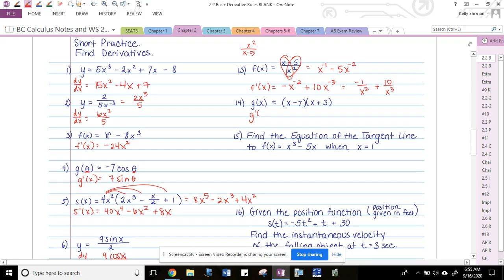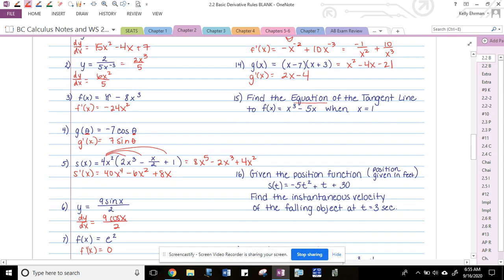Okay, g prime of x. Oops, again, when I have a multiplication, remember, we didn't have a property that said it's just the derivative of this times this. That's not true. There's a product rule. But rather than using it, you should just multiply this together first to get x squared minus 4x minus 21. And then the derivative is easy. It's 2x minus 4. Done.